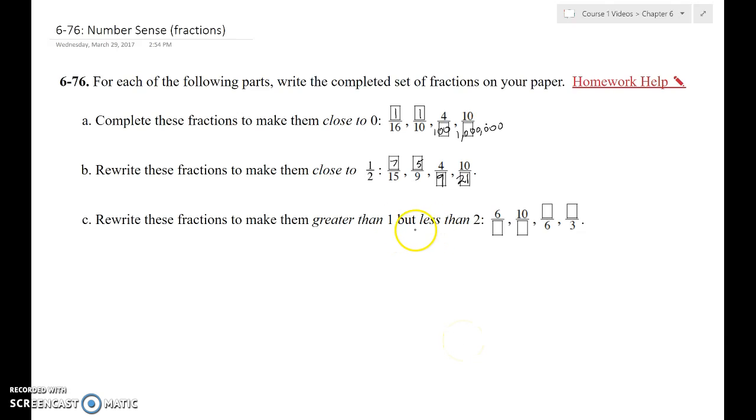Now I want more than 1 but less than 2. So this would be 6/3, which would be 2 wholes. So let's do 6 out of 4. That's more than 1 whole. 4/4 would be 1 whole, and that would be more than 1, less than 2. So 10/10ths would be 1 whole. 10/5ths would be 2. I don't know, so let's go 10/7ths, right in between. That's 1 and 3/7.